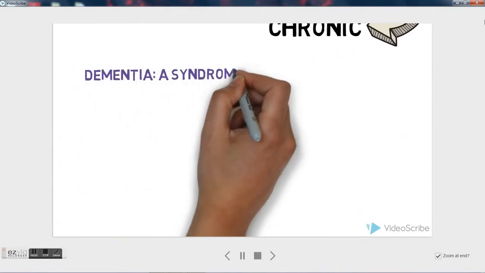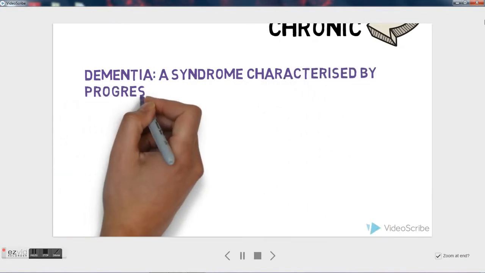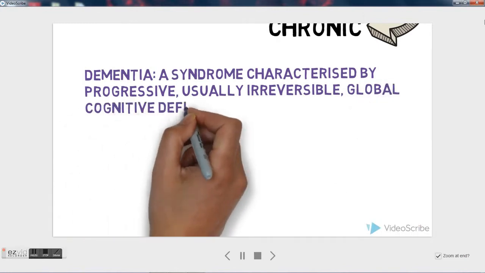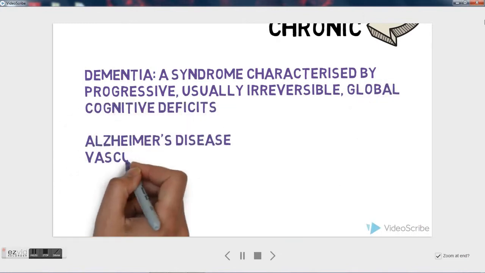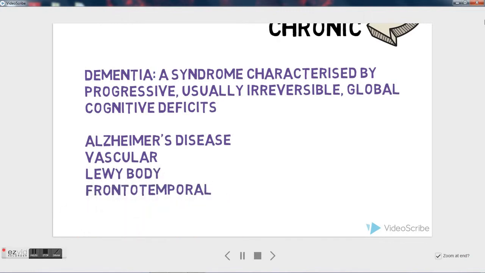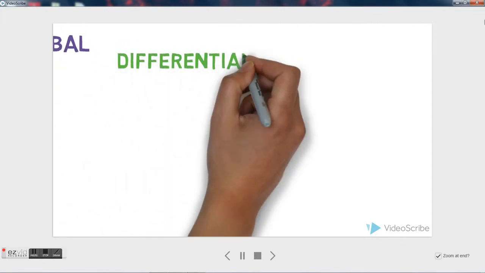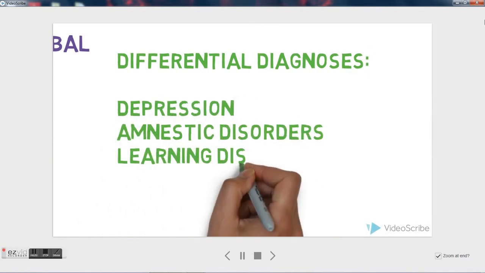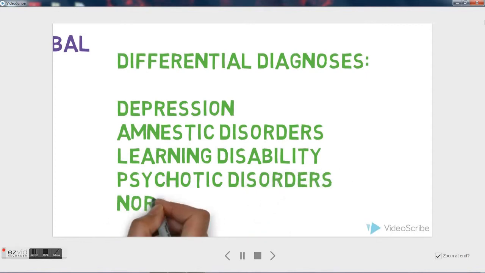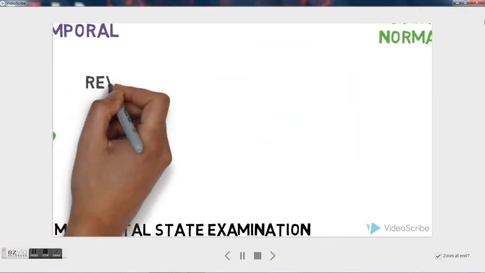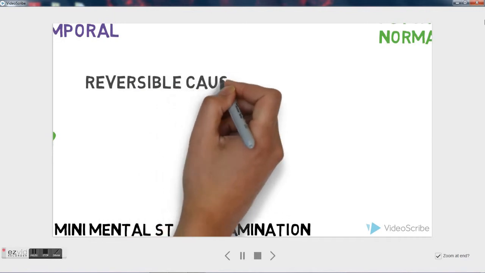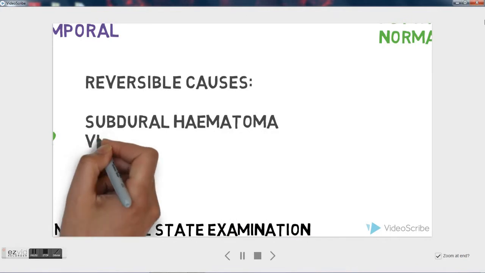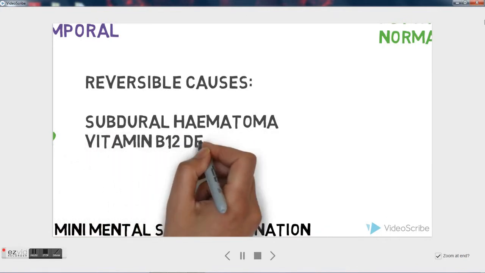Chronic causes are mainly dementias, syndromes characterized by progressive, usually irreversible, global cognitive deficits. Differential diagnoses include things such as depression, amnesic disorders, and learning disabilities, as well as a few other things. Reversible causes of dementia are also important to remember, as they can be treated and the patient's dementia potentially cured.